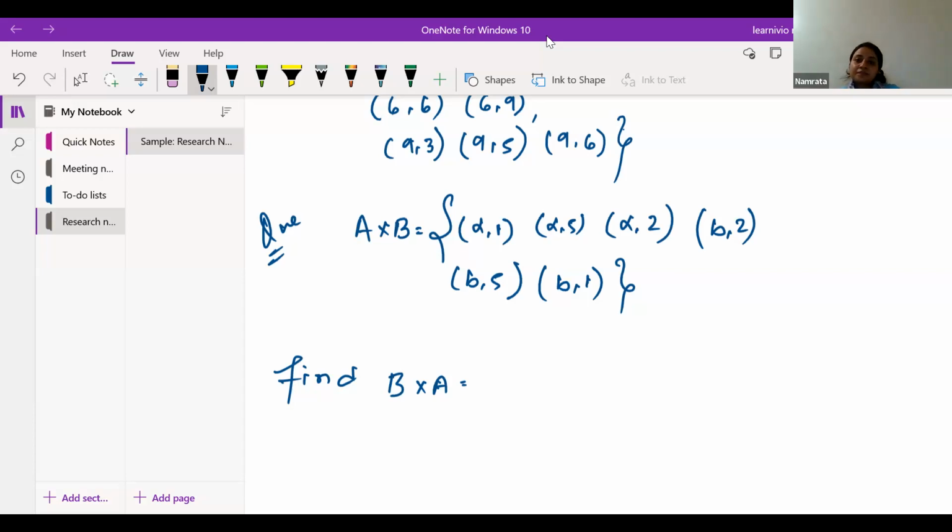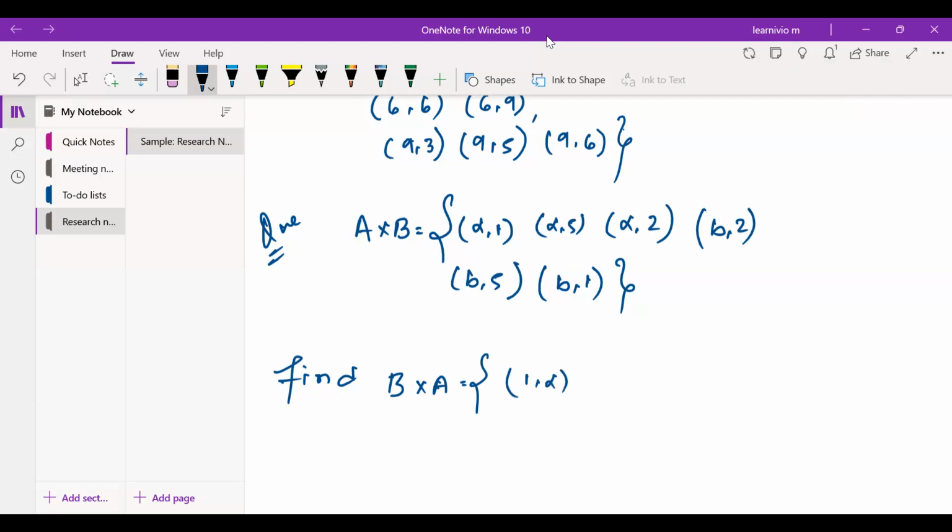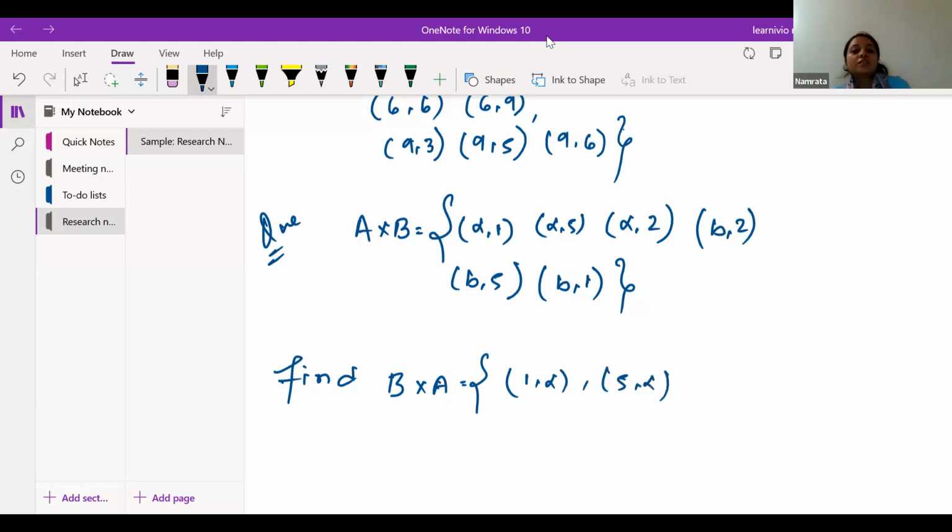Anyone? Yes, Izan? 1 alpha, then 5 alpha. Yes, we can reverse it. Okay, this is the easiest way to do it.